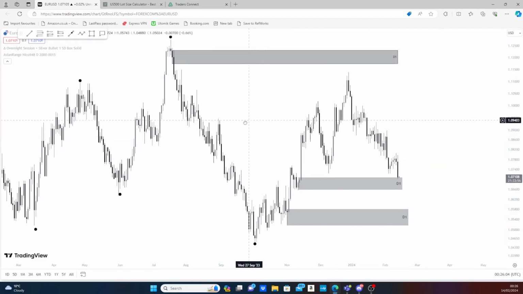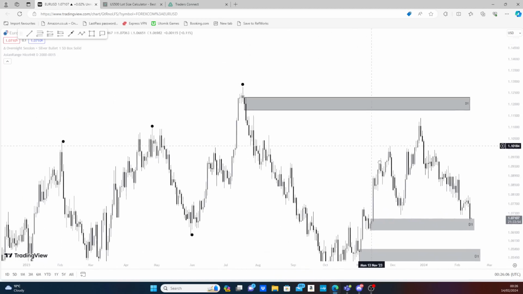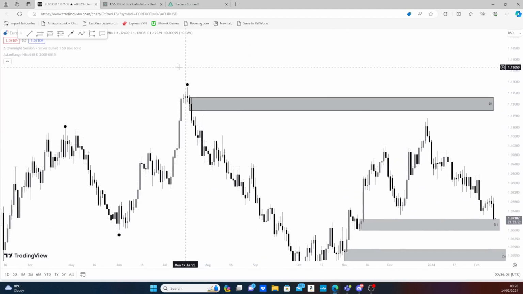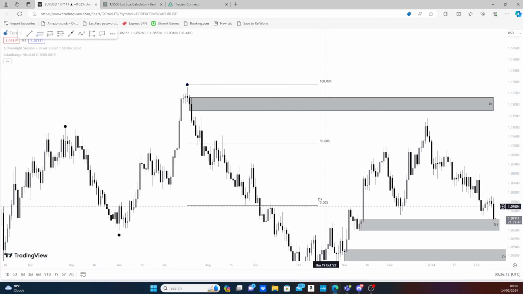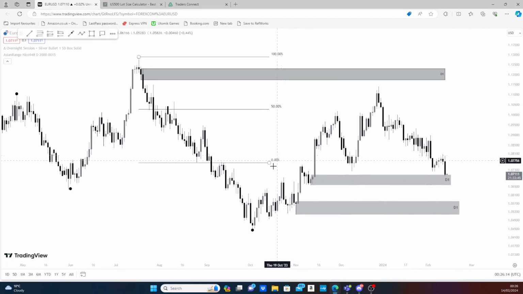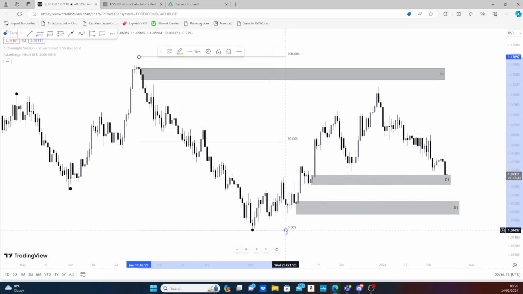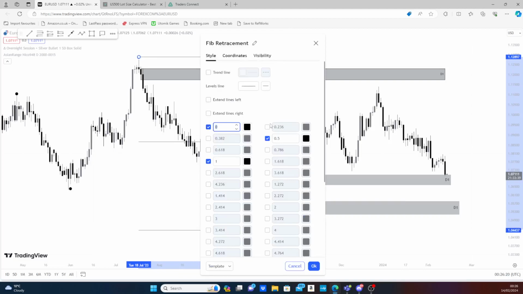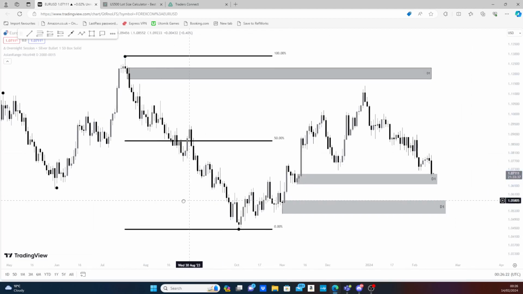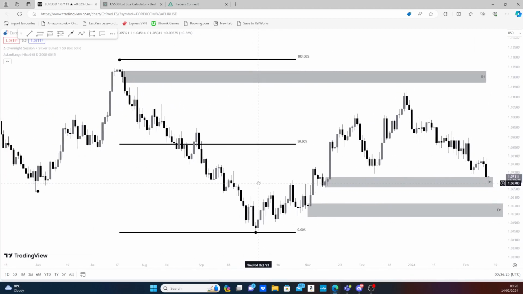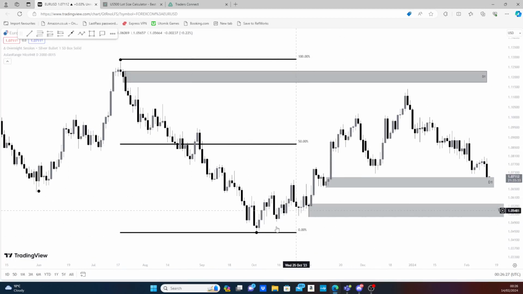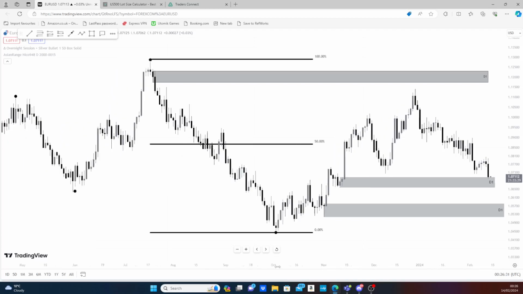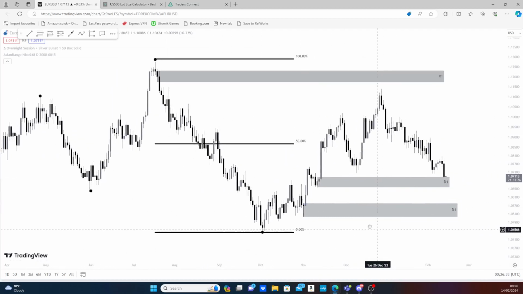So our PD arrays are simply, if I project that again, we're going to start off from this structural high over here, and we want to draw this PD array tool all the way down to the swing low. And this gives us our structural dealing range. Okay, so if I just make the lines a bit bolder so you can see, this is our structural dealing range, from this high down to this low. All of you should have that marked out because this represents a structural dealing range, right? A bearish structural dealing range.